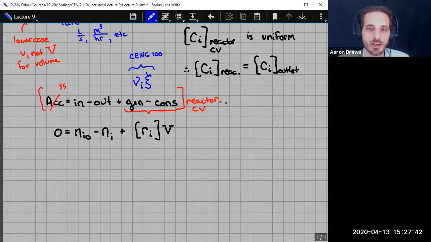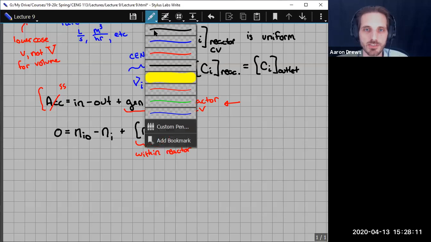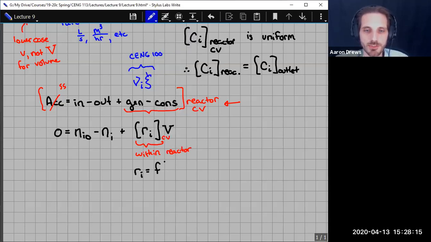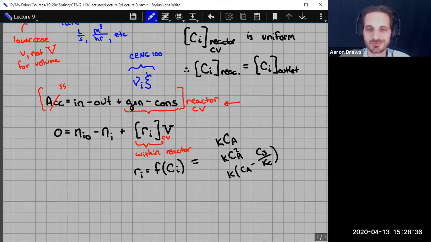The key point though is that because our material balance was written over the reactor control volume, this is the rate of reaction within the control volume, within the reactor. That's problematic because we usually don't have some way to stick stuff down inside of the reactor and get samples out. Or if we do, it's kind of a pain in the neck and we don't want to reach down inside of that reactor. Our R sub i is a function of our concentrations. Remember, these are things like k times C_A, or maybe k times C_A squared, or k(C_A - C_B/K_C). All of those C_A's were referring to the concentrations inside the reactor, which we don't really have access to. We don't often know what those concentrations are directly inside the reactor.